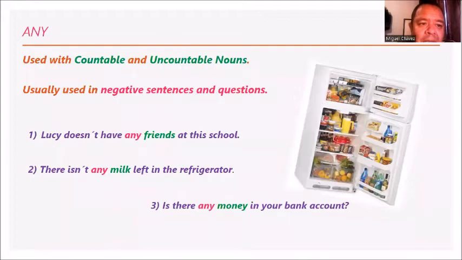In the opposite, any is used with negative sentences and questions, and it is used with countable and uncountable nouns. Lucy doesn't have any friends at this school. There isn't any milk left in the refrigerator. Is there any money in your bank account?